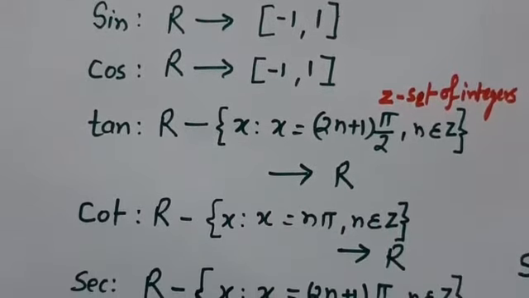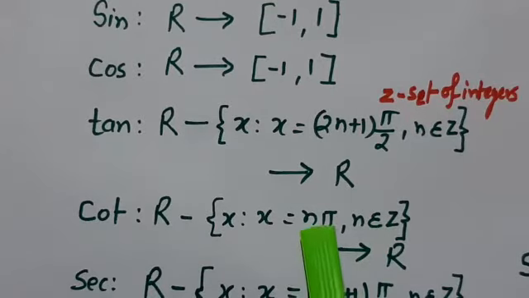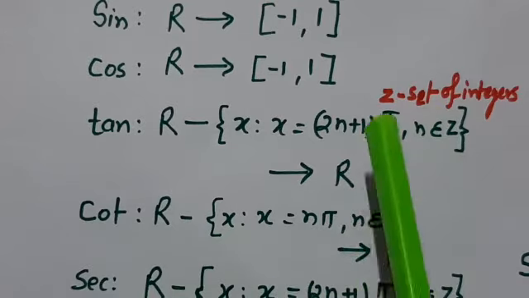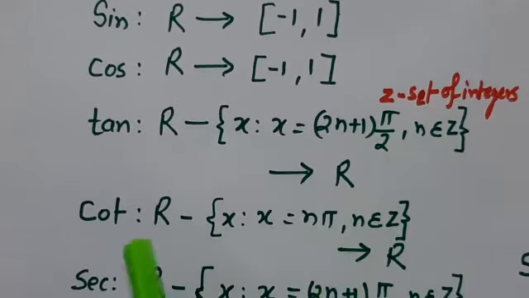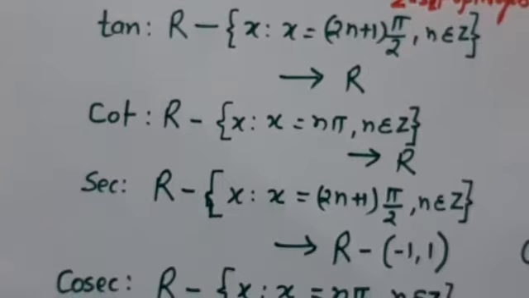This is the same for cot, but here the value is different: n pi. This is the domain of cot, and this is the range. In cot, we will not include n pi in the principal value, because for these values the value of cot is infinite.